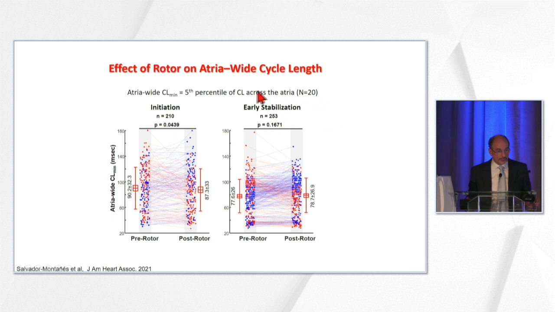During early stabilization, there are still many rotors, 200 and few, as you can see from here. There is again, some rotors accelerate the atria, others do not accelerate. However, in contrast to the cycle length at initiation, this time there was no net acceleration, which can explain why the atrial fibrillation stabilized its frequency.